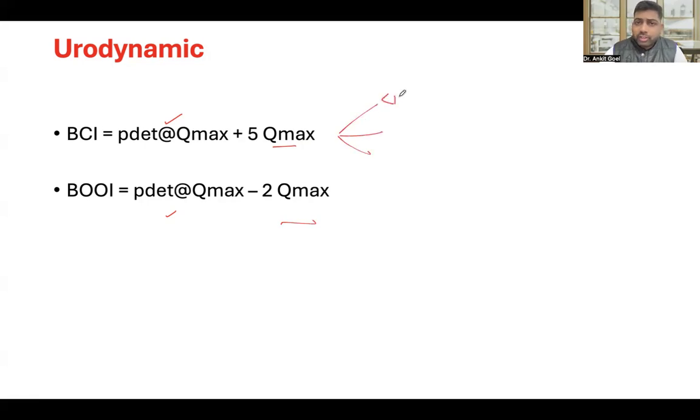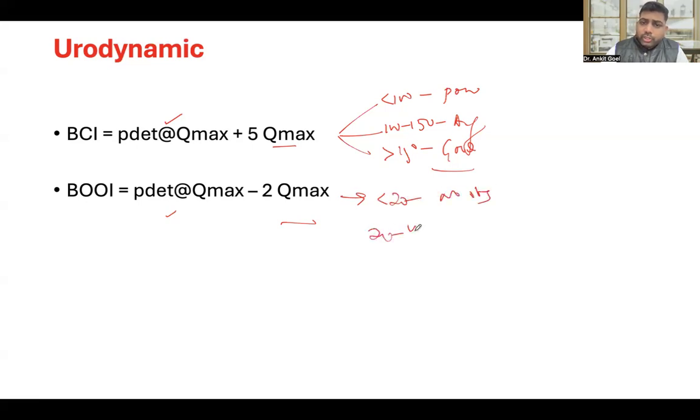For the bladder contractility index, if it is less than 100, it's poor contractility. If it is 100 to 150, it's average contractility. And if it is more than 150, it is good or strong contraction. Similarly, for the bladder outlet obstruction index, if it is less than 20, there is no obstruction. If it is 20 to 40, it is an equivocal finding. And if it is more than 40, it's suggestive of an obstruction.